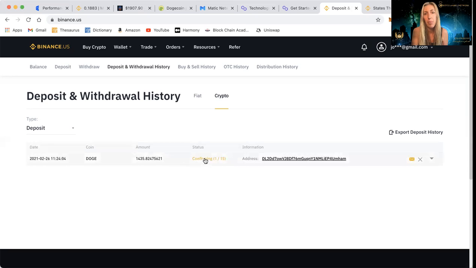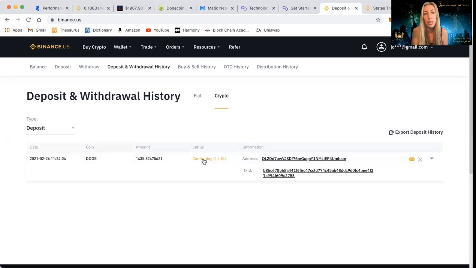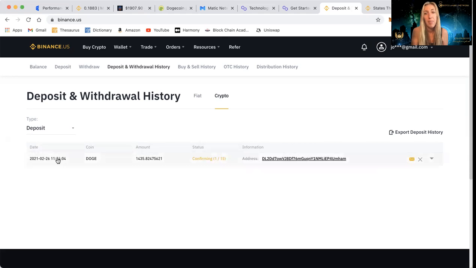Now I want to click on here and see what happens. So let's just take a little look. Does anything happen with this? No, it just says confirming 1 of 15. And it's still going through. I mean, how long is it? This is probably going to take a while. It's going to take a while.